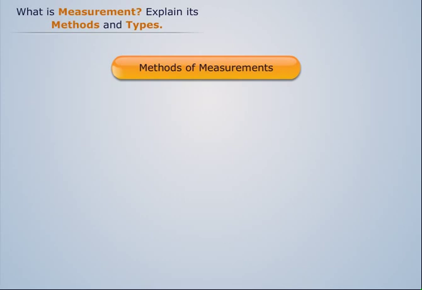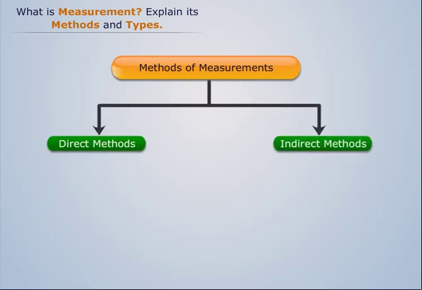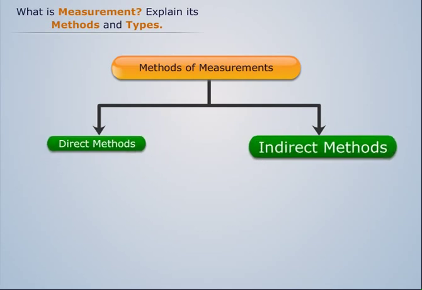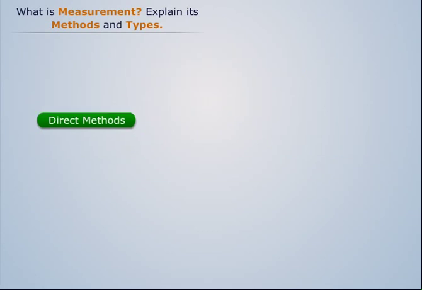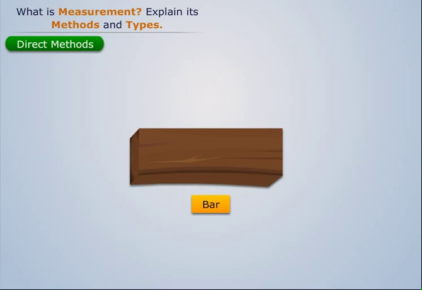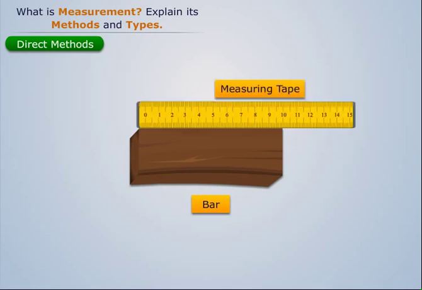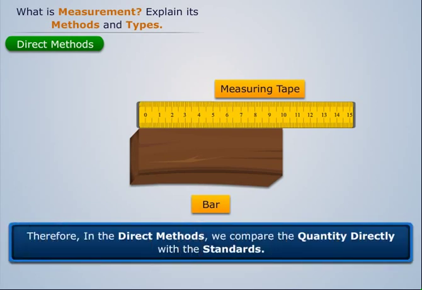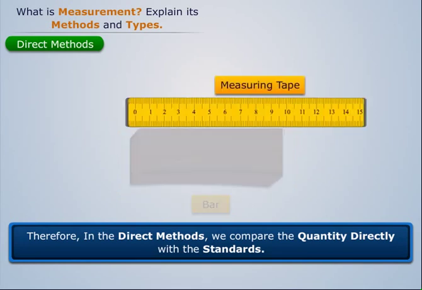Now let us see the different methods of measurements. There are two important methods of measurements: direct methods and indirect methods. First, let us understand the direct methods of measurement. For instance, if we have to measure the length of a bar, we will measure it with the help of a measuring tape or scale directly. Therefore, in the direct methods, we compare the quantity directly with the standards.